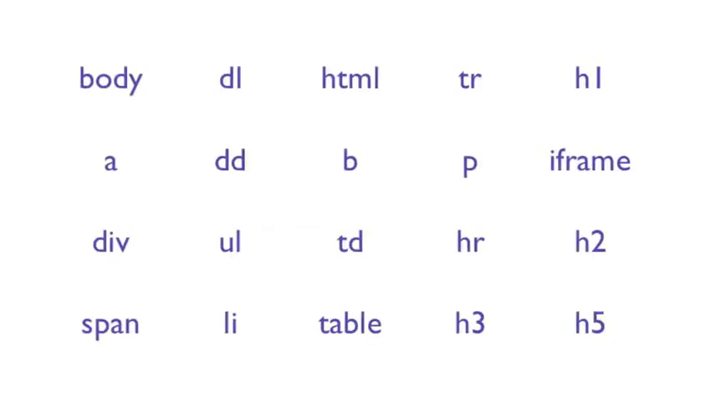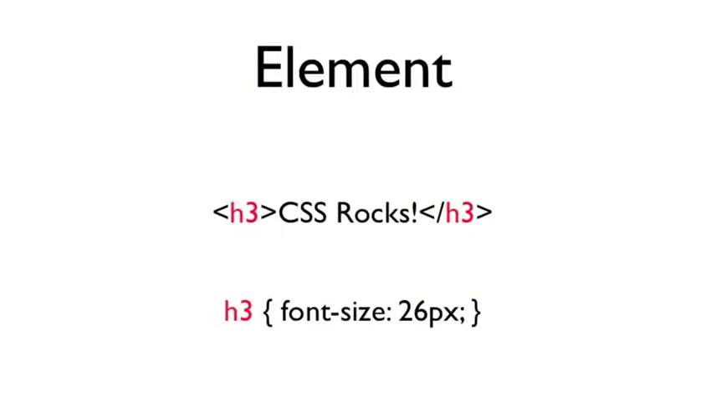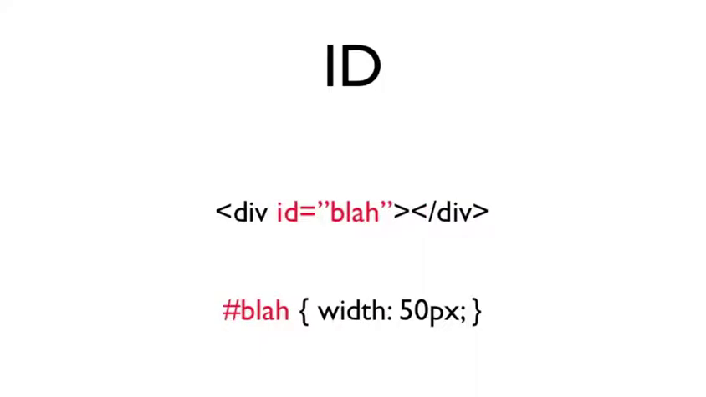First off, we have the element. Now, an element can be anything that is an HTML tag. For example, we have our H3 tag here, and we have an assigned font size to it. Another type of selector that we can have is the ID. Now, ID is when you have an ID equals within your element, and then you can access it with a pound. So here you see we have ID equals blah, and pound blah sets a style for that element.